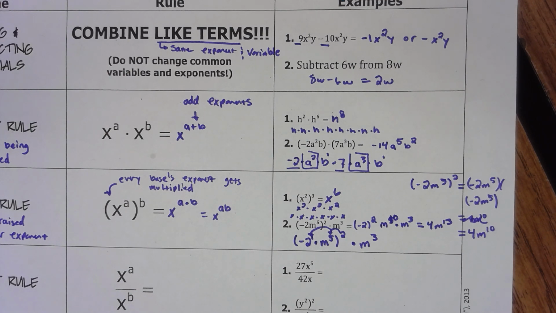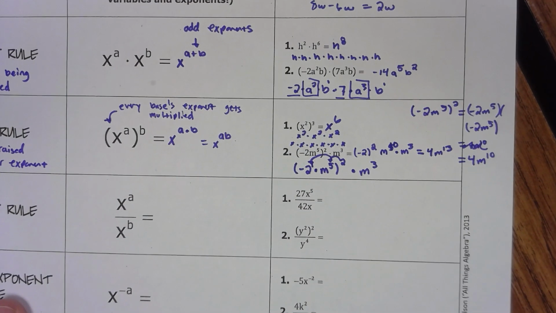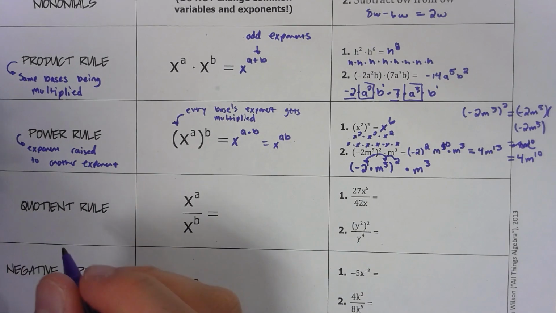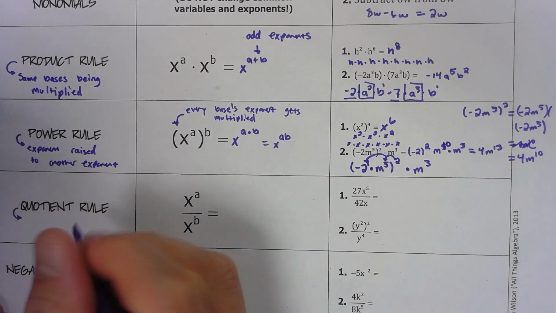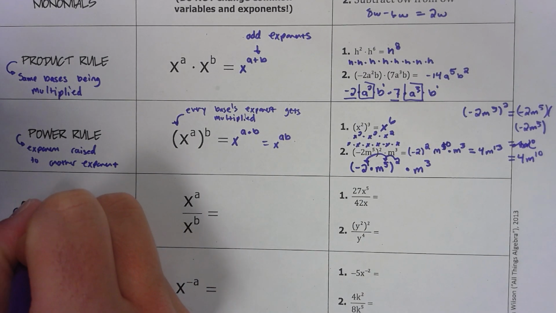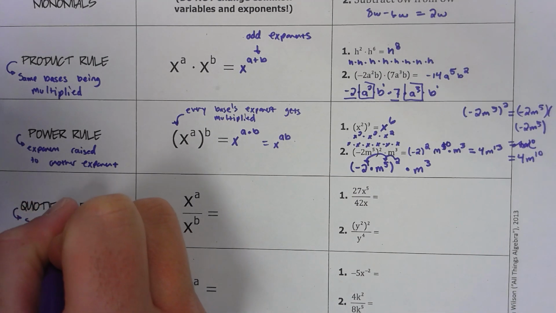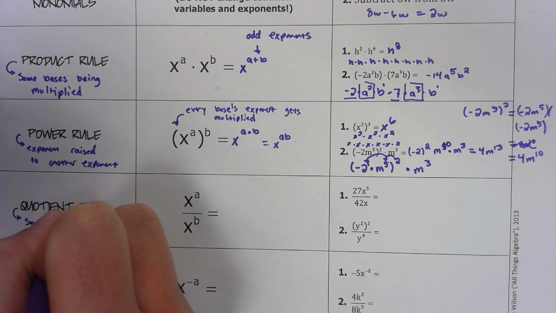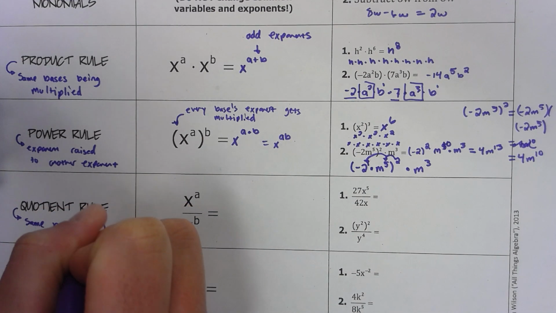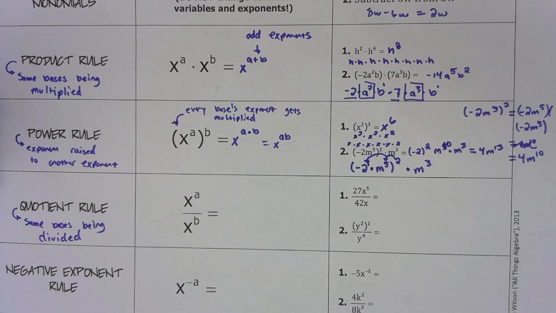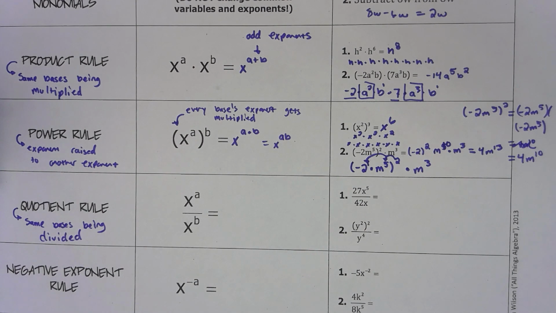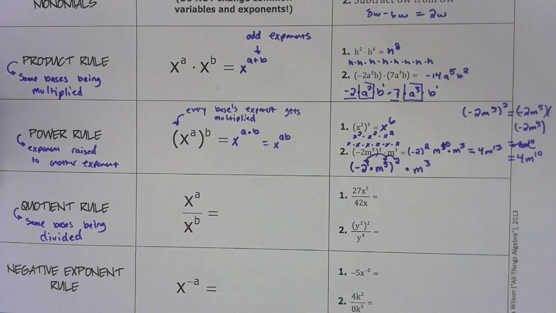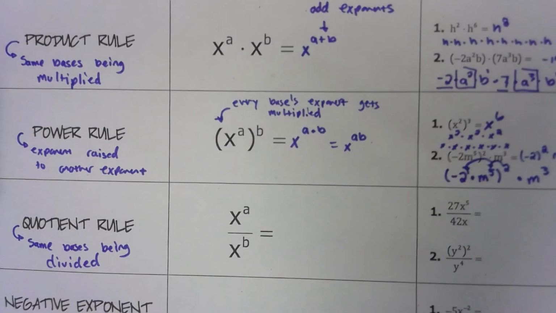Okay, couple more. Next one being the quotient rule. This is where we have same bases being divided, so it's the opposite of the product rule. And with it being the opposite of our product rule, we're going to apply the opposite property for what we did with that product rule. So instead of adding the exponents now we're going to subtract them.